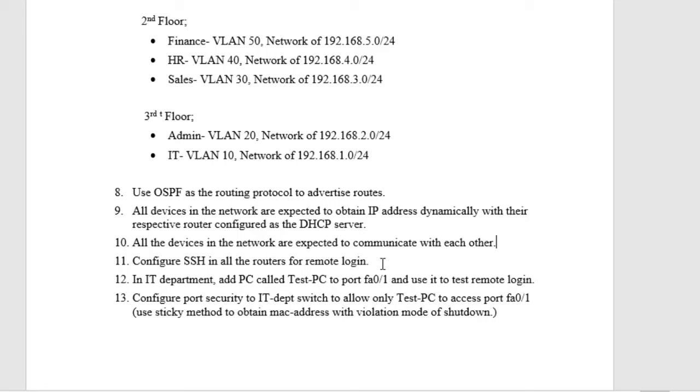So each floor is expected to have one switch placed in the respective floor. Each floor should have one switch. For example, this is floor 1, floor 2, floor 3. So I'll place a switch at every floor. This is floor 1 switch, floor 2 switch, and copy that. And here should be floor 1 switch. And finally, here should be floor 3 switch.